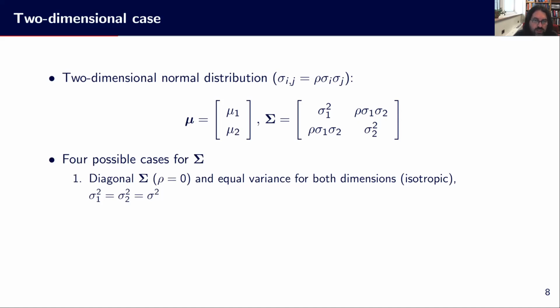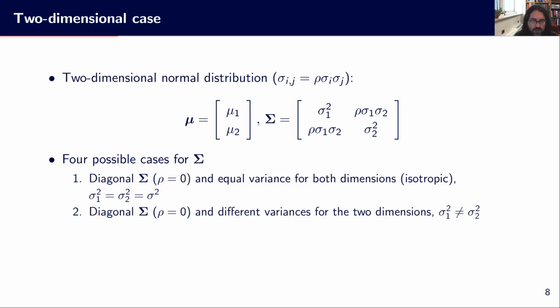With this, we can see there are 4 possible cases for the covariance matrix. The first case would be a diagonal covariance matrix, which is equivalent to a correlation rho of 0. In such a case, these off-diagonal terms are equal to 0 directly. And if we have diagonals that are equal in both directions, we have what we call an isotropic case. As such, we have a round, completely circular distribution, equal in all directions. So that is the first case.